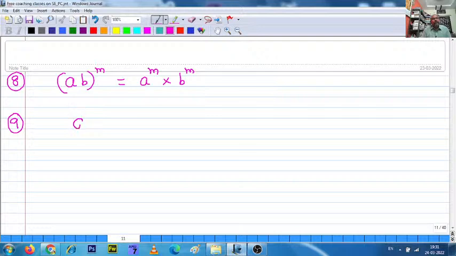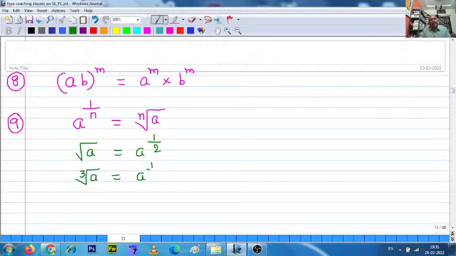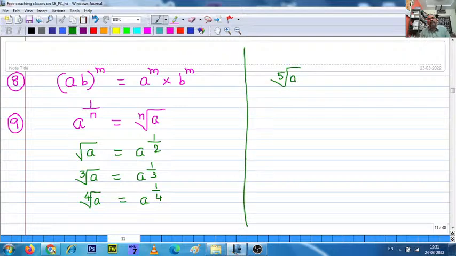For example, a to the power of 1/n is called rational index. This can be written as the nth root of a. So my dear students, for example, root a means a to the power of half, you remember. Cube root a is equal to a to the power of 1 upon 3. This is fourth root a, which is a to the power of 1 upon 4. Fifth root a, we can write a to the power of 1 upon 5.